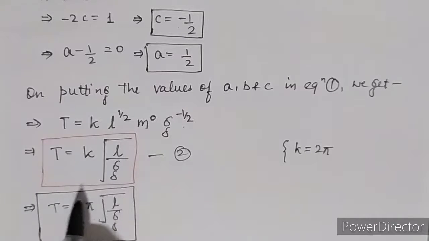Up to here, if you are writing, then it will also be correct. Clear, beta? Okay, I hope you are understanding. So from here, the applications of dimension formulas have been completed. Now the last topic of this chapter is significant figures.